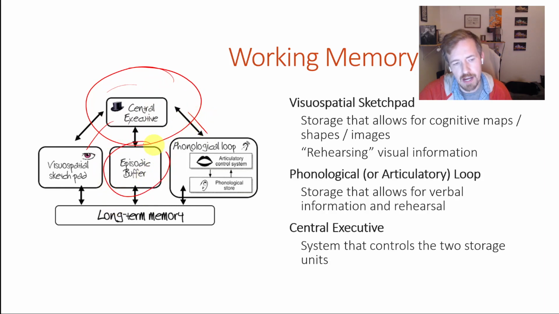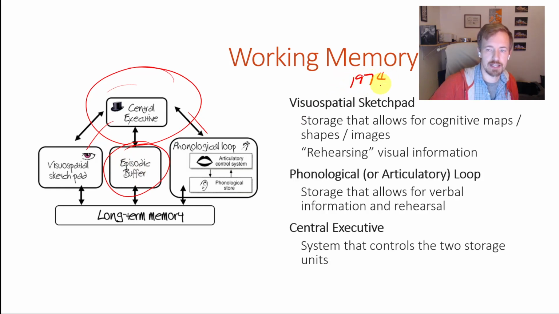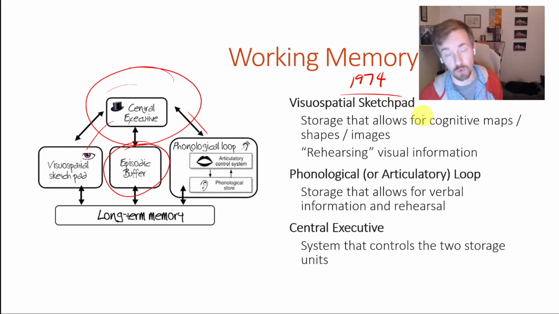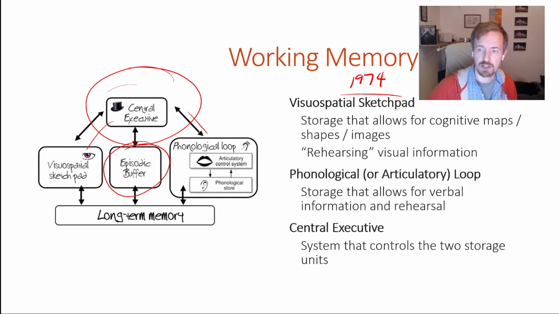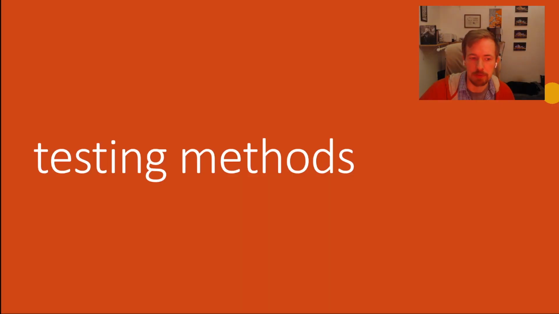The episodic buffer, as I mentioned, was added later because most of this was conceptualized in 1974 with Baddeley and Hitch. I actually don't know what happened to Hitch, his collaborator, but it was published in a book chapter, which is kind of an unusual way for this. Usually it's primary research articles, but this one was published in a chapter book.